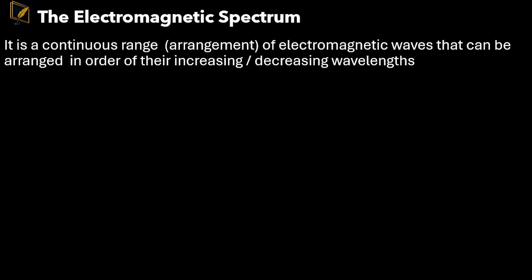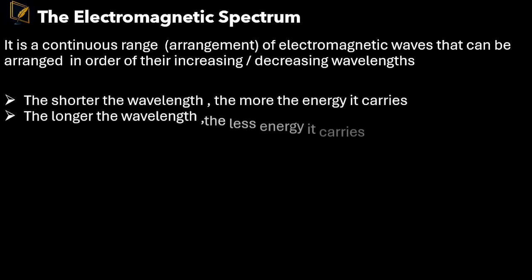Let's have a look at the said electromagnetic spectrum. What is the electromagnetic spectrum? The electromagnetic spectrum is just the arrangement of the electromagnetic waves in a particular order. It is a continuous range of these electromagnetic waves that can be arranged in order of their increasing or decreasing wavelength. We can arrange them based on any characteristic, which may be the wavelength or sometimes the frequencies. If you arrange them depending on their frequencies or wavelength, we form what is called an electromagnetic spectrum.